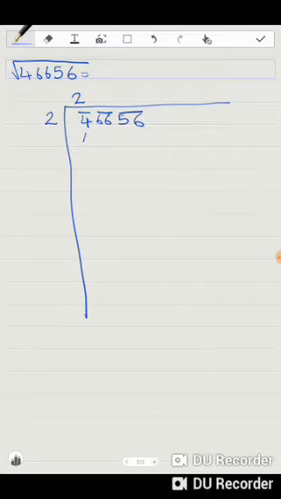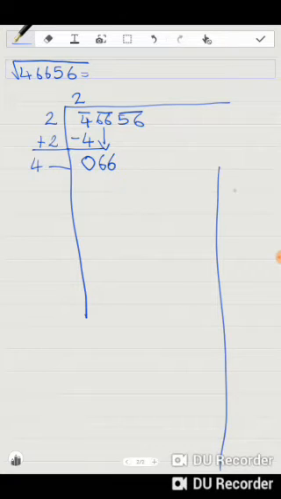2 2s are 4. So I subtract. I get a remainder. Now this 2 I'll add to itself, but leave a blank before I write 4 on the right hand side. So it will be 4 dash. Now I bring down my next pair of digits, 66. So 4 dash into dash should give you a number less than or equal to 66. So what digit would you put?